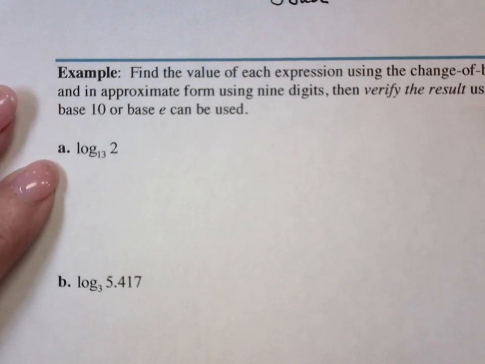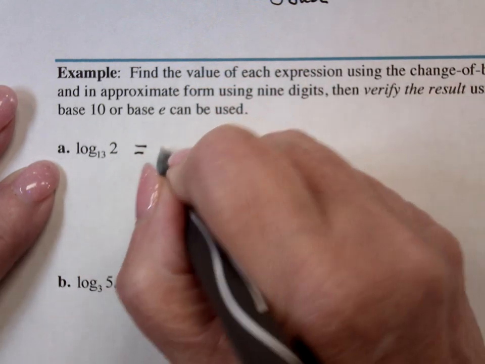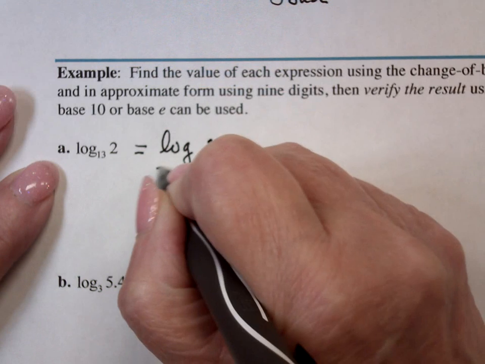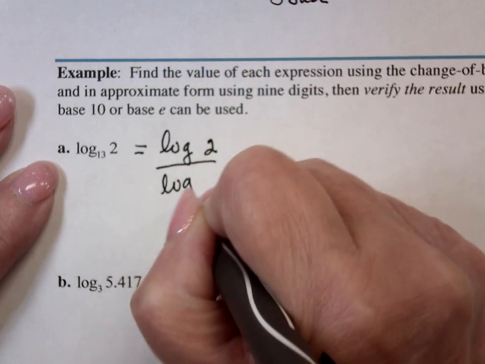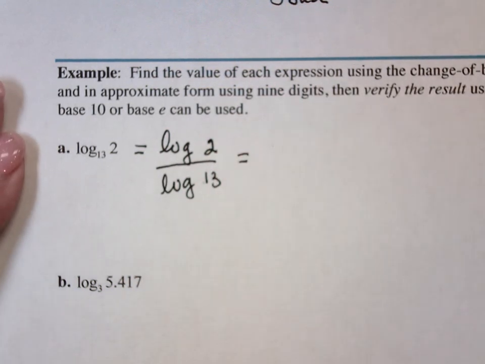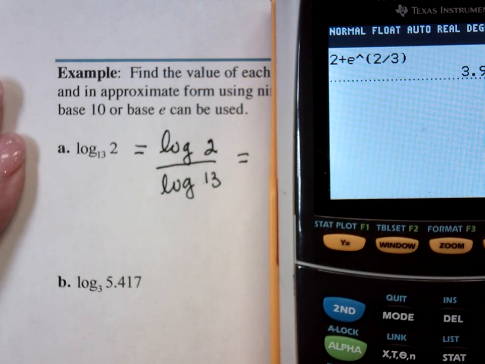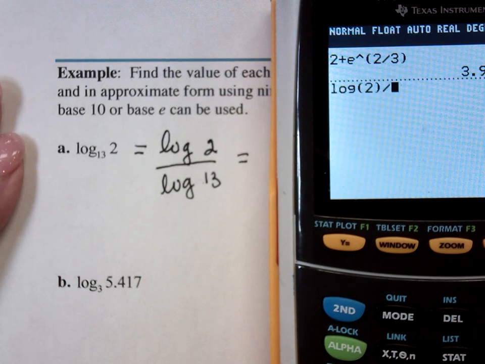So if I wanted log base 13 of 2, this would be the log of the argument, which is 2, divided by the log of the base, which is 13. And so in my handy-dandy little calculator, I would do the log of the argument, which is 2. Make sure I put the parenthesis after 2, because that tells me I'm ending that argument, divided by the log of the base. So this would be the log of 13.